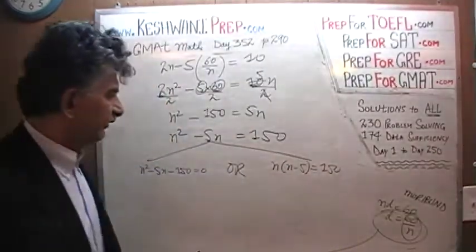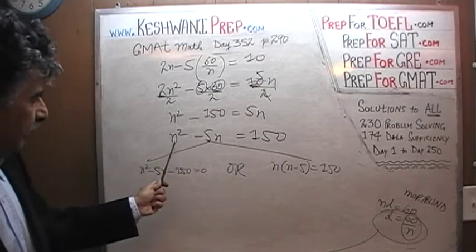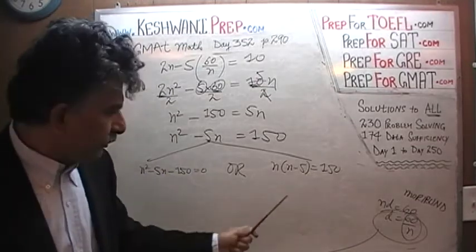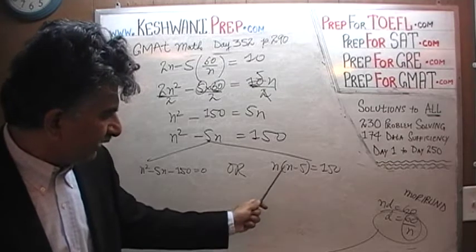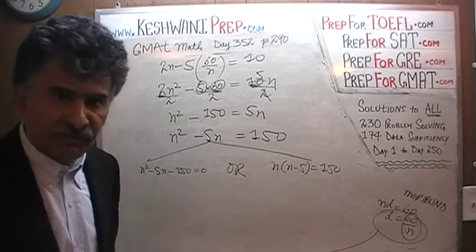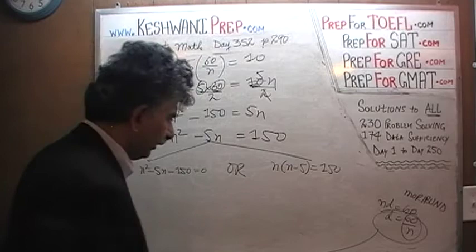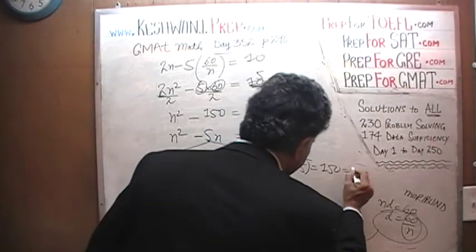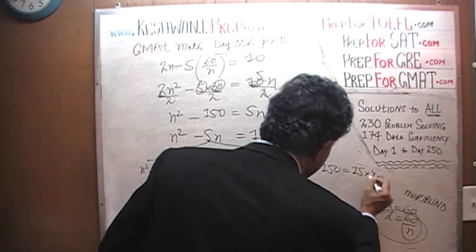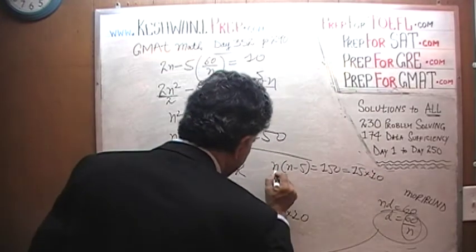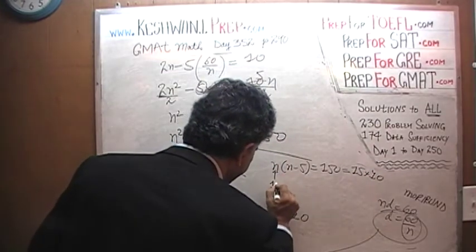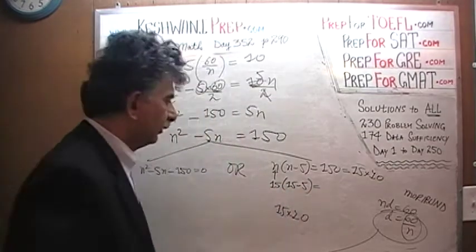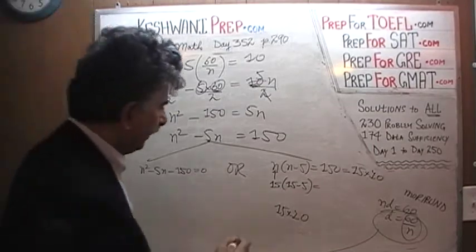N times n minus 5 equals 150. See, take out the n common. Can you think of two numbers such that one is 5 less than the other and their product is 150? Of course, it's very simple. The numbers are 15 times 10. 15 times 10 is 150. That tells us that n is 15, and this is 15 minus 5. There you go. N is equal to 15.